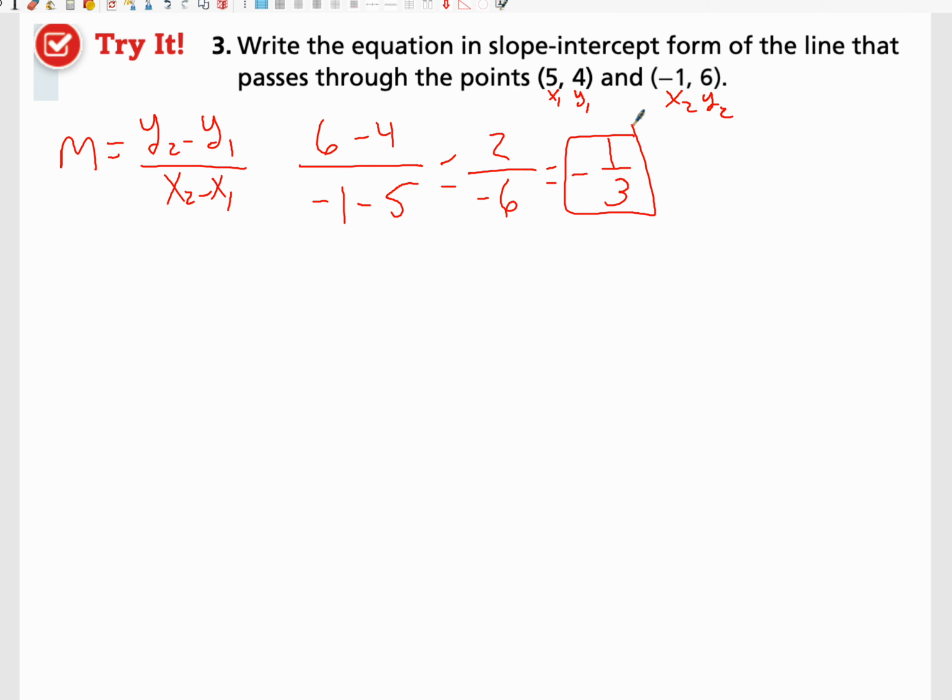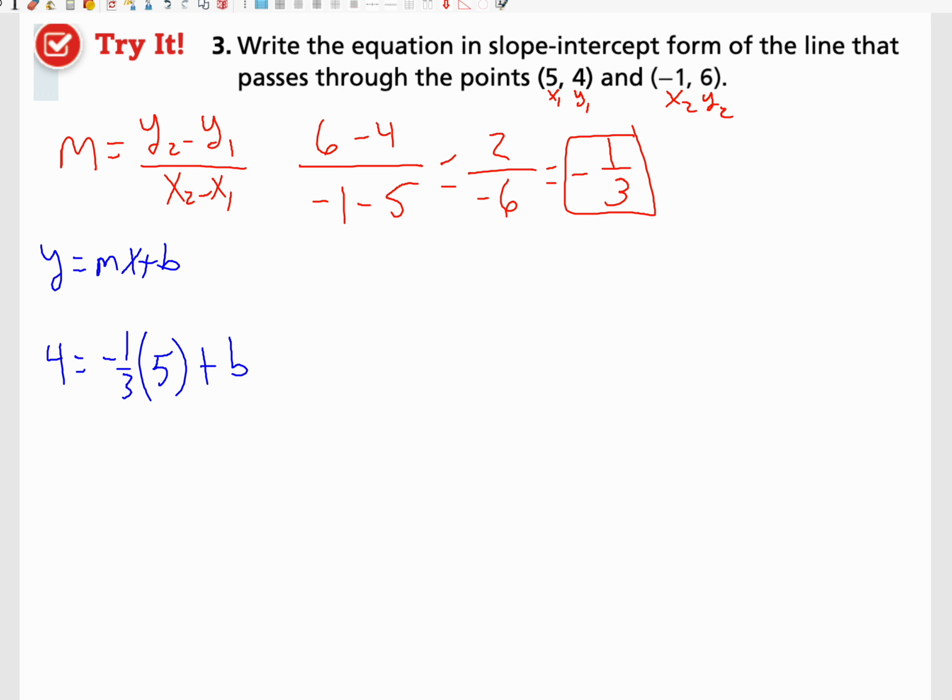Now we use our slope-intercept formula. y equals mx plus b. Which ordered pair should I use? 5 and 4. I think that's going to be the easiest one to use because they're both positive. You could use the other one. It doesn't matter. So I would do 4 equals negative 1/3 times 5 plus b.